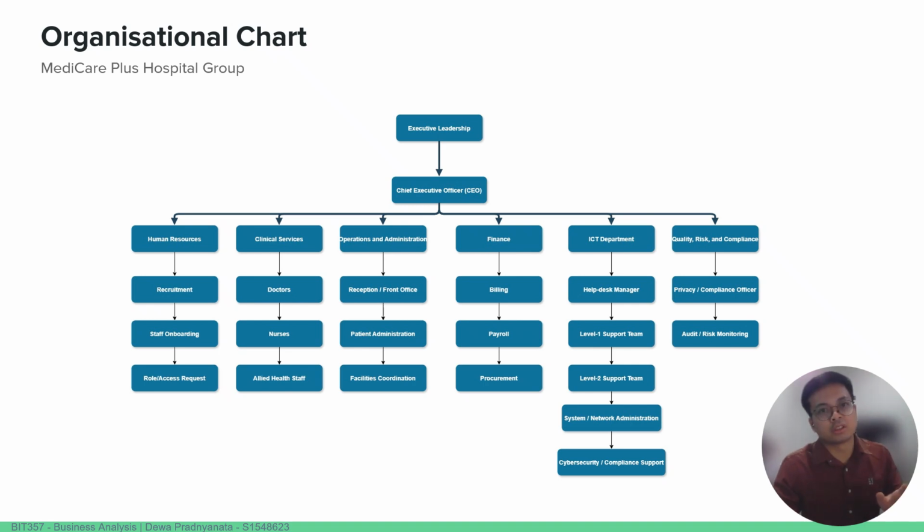This organizational chart shows the main functional areas that affect the help desk process. The ICT department is the main operational owner of the prototype system because it manages ticket system access, escalation, and technical support. However, the system also affects clinical services, administration, finance, HR, quality, and complaints because these departments submit requests and depend on accurate and timely support. This shows that the help desk is not only an IT issue, it is a business-wide process that supports hospital operations.